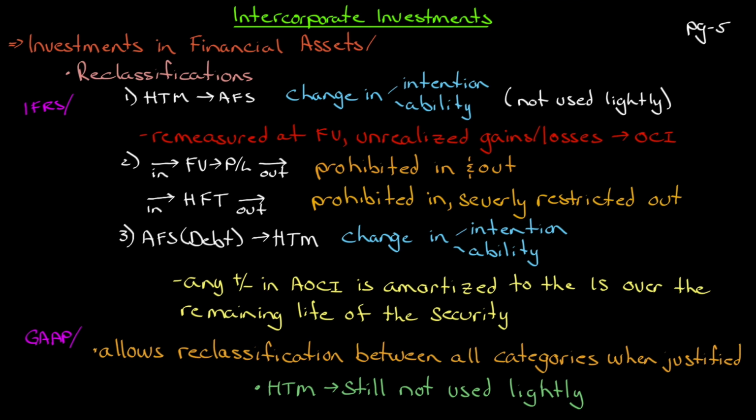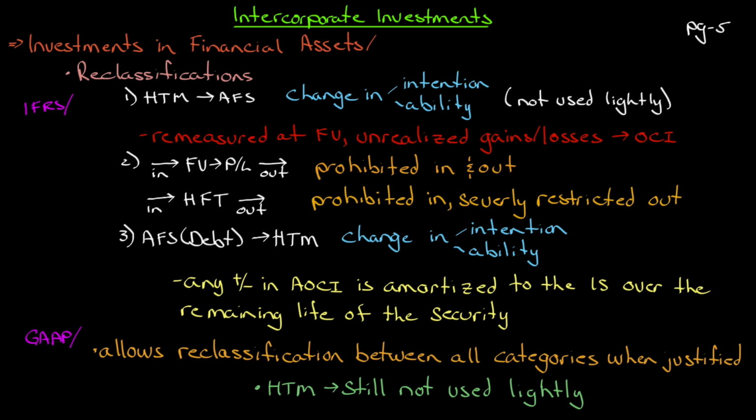We touched briefly on the idea of reclassification when we talked about the held to maturity category, but we didn't mention it for the other category. So let's look at reclassifications now for both IFRS and GAAP. IFRS really restricts reclassification almost across the board. If you have a held to maturity security and you want to reclassify it as available for sale, you can do that if there is a change in intention and ability to hold the security to maturity.